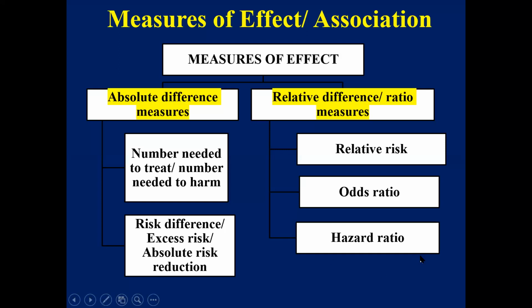Hazard ratio will be dealt with when we take the survival analysis topic. Number needed to treat and harm we'll cover when we do the clinical trials topic. Risk difference and absolute risk reduction will also be explained in that part. But today's focus will be on association, mostly on relative risk and odds ratios, and also on prevalence and incidence.